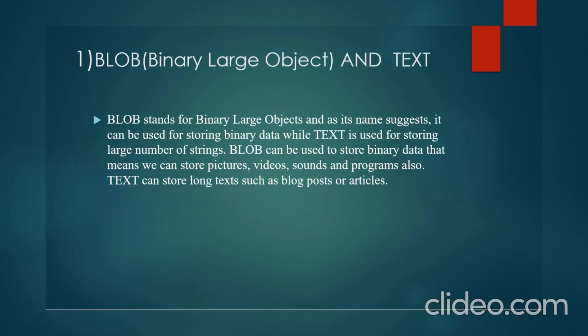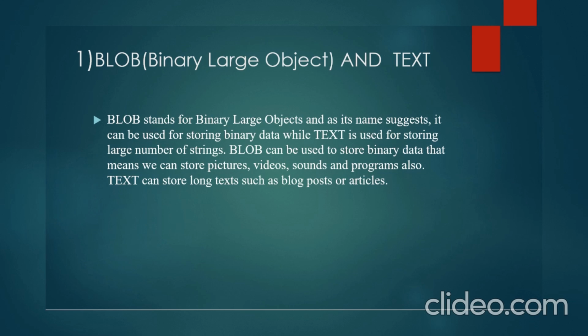First one, blob and text. Blob stands for binary large objects, and as its name suggests, it can be used for storing binary data, while text is used for storing a large number of strings. Blob can be used to store binary data. That means we can store pictures, videos, sounds, and programs also. Text can store long text such as blog posts or articles.